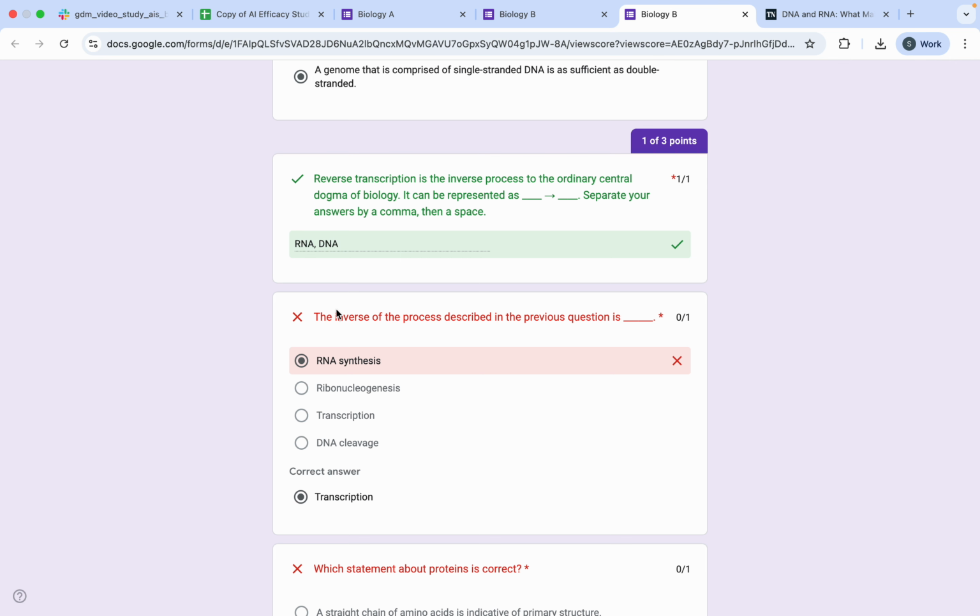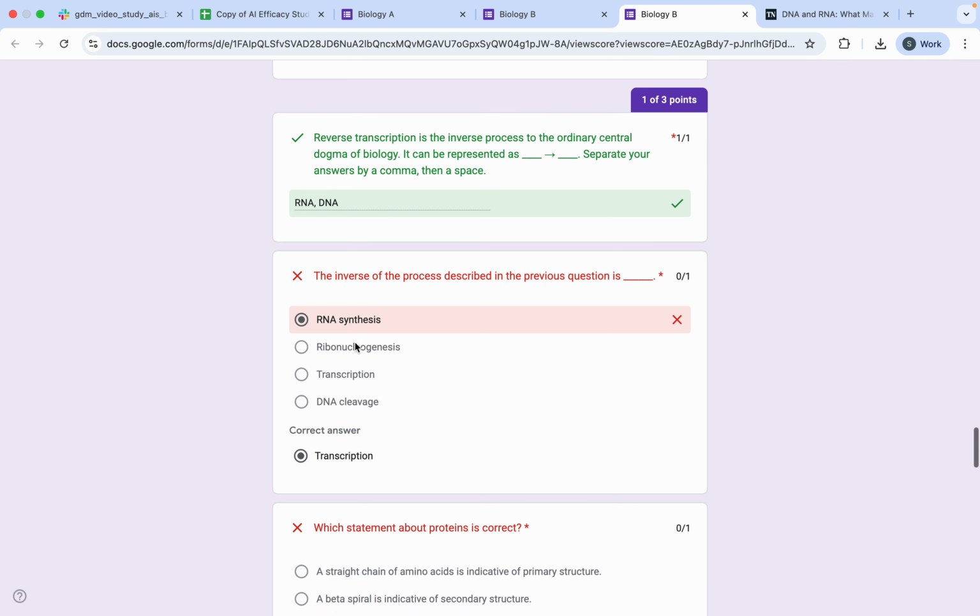Okay. So, next question: the inverse of the process described in the previous question is dash. So, it should be transcription. It is RNA synthesis. So, let's check about this transcription.